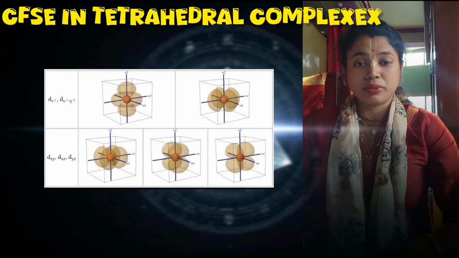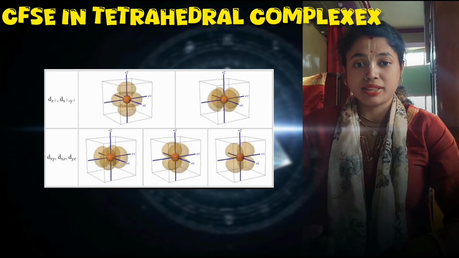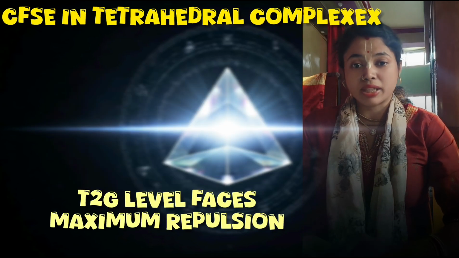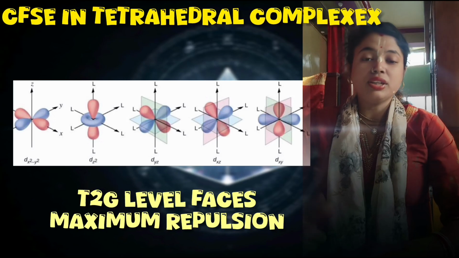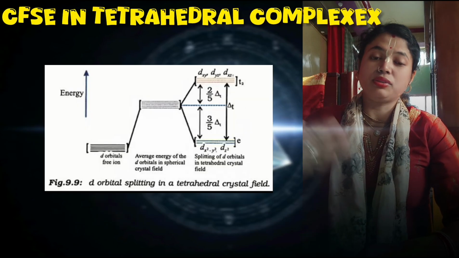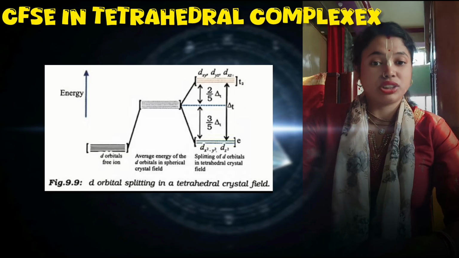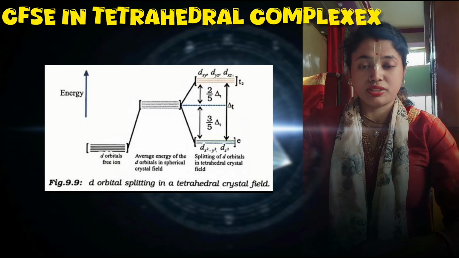Only the repulsion takes place in which level? That is your T2G level. The T2G level, or dxy, dyz, dzx, face the maximum repulsion because the ligand is approaching in their direction. So in tetrahedral splitting, the T2 level goes up due to repulsion, their energy increases and they go above in the energy diagram.